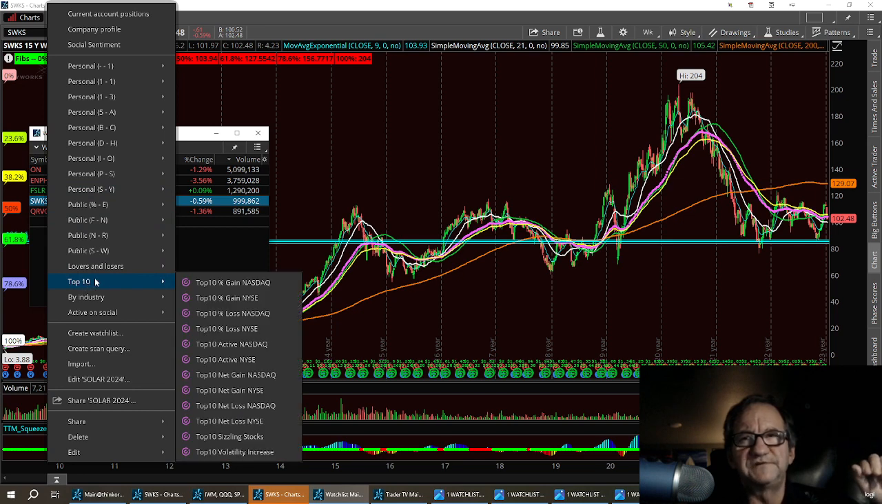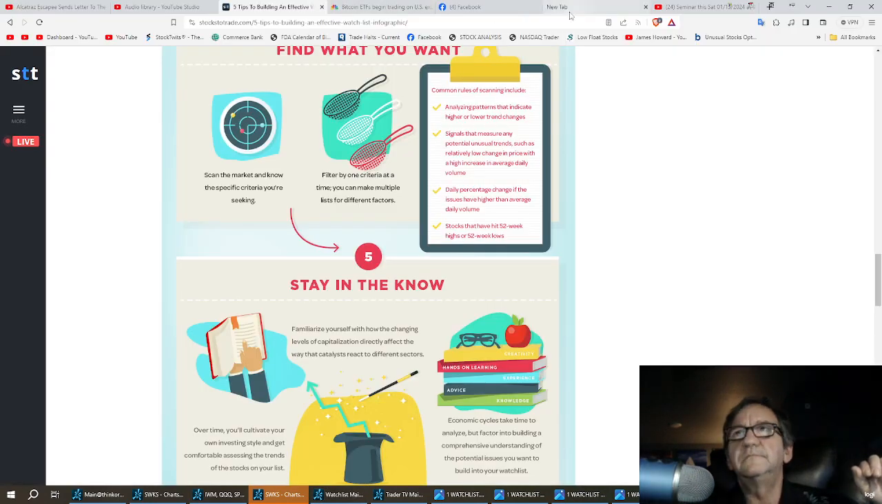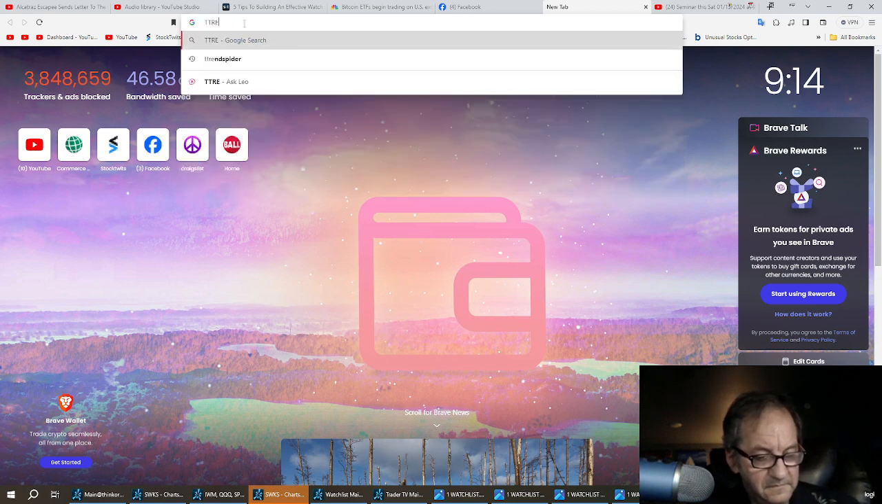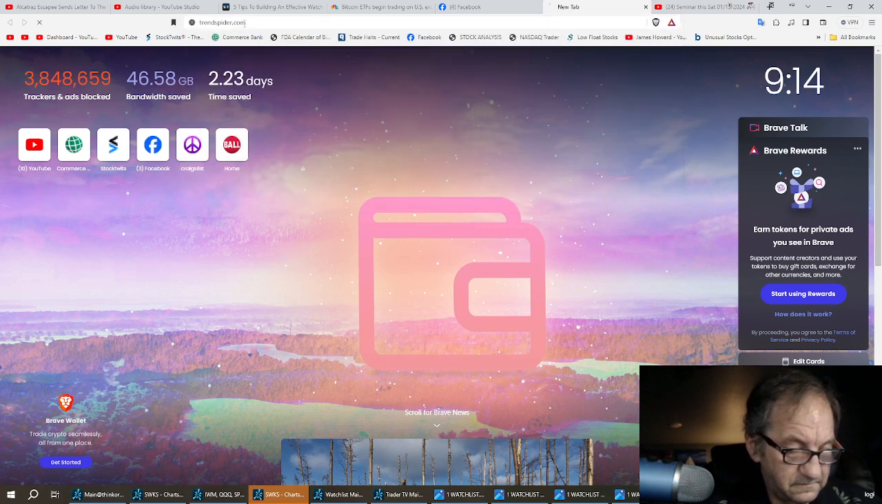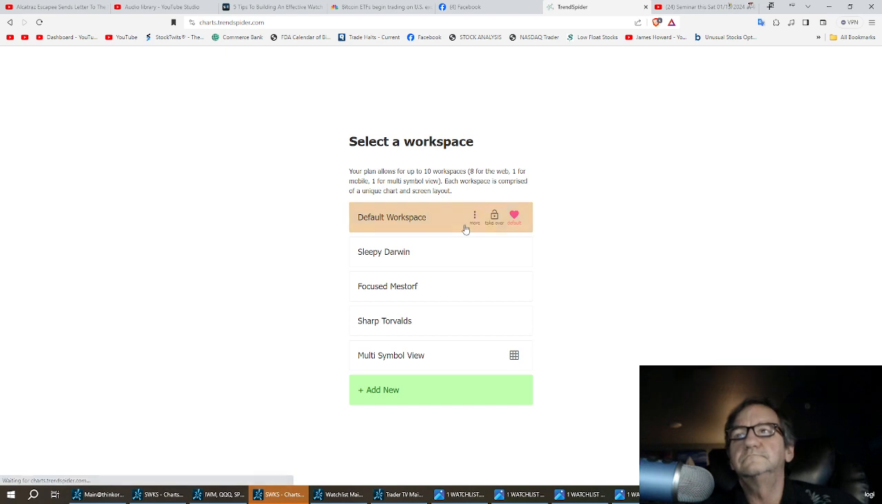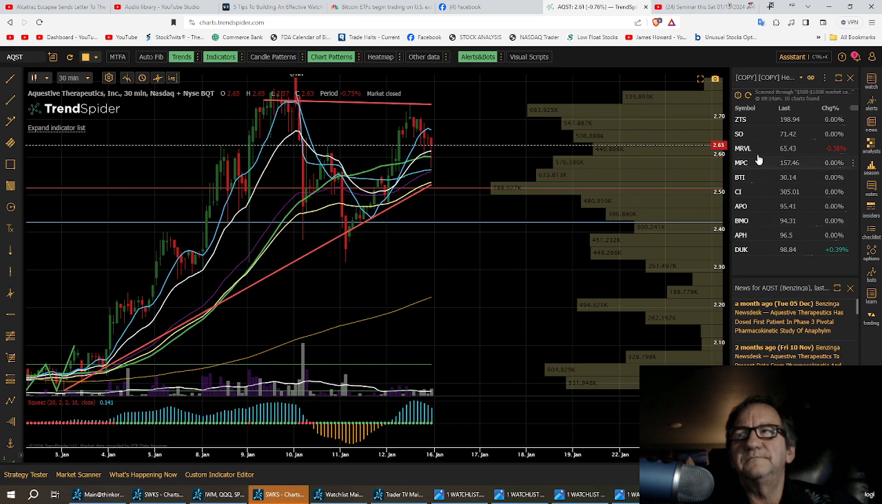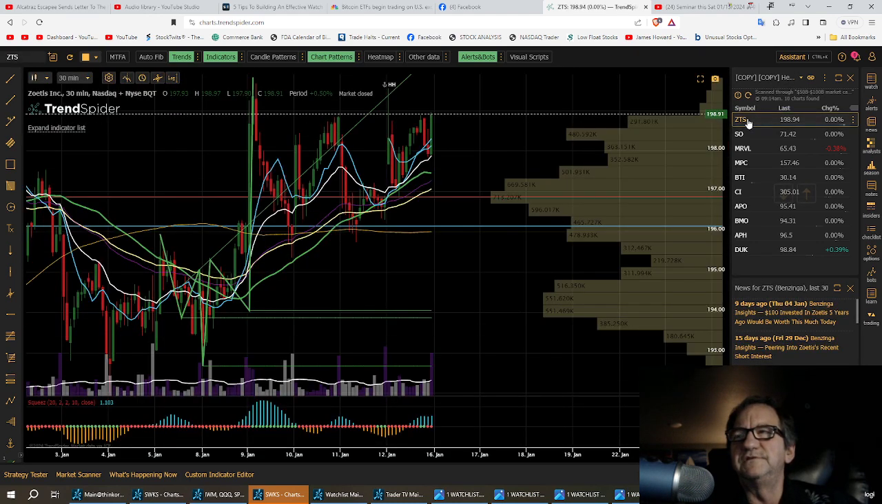Break them up in sectors. You come in here, and I'm going to show you another way. I've got this platform. They create scans. So I created a scan here last week, and I'll go through these scans. There's a bunch of scans in here, and I'll just go through them and see what's going on.